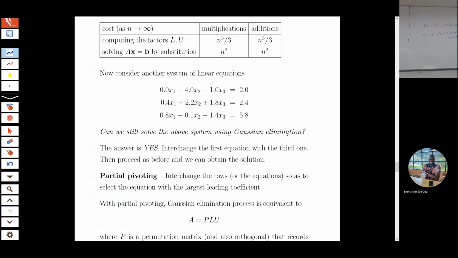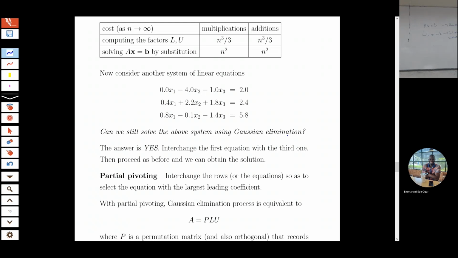So what we do is, we know that by row interchange, the solution doesn't change. Then we obtain a different system, but with the same set of solutions. So we do the row interchange. We swap between equation 1 and 2 or 1 and 3. Either pair will do the job.